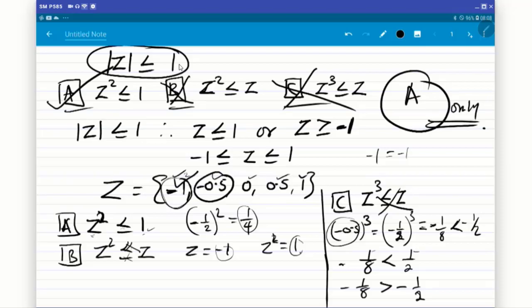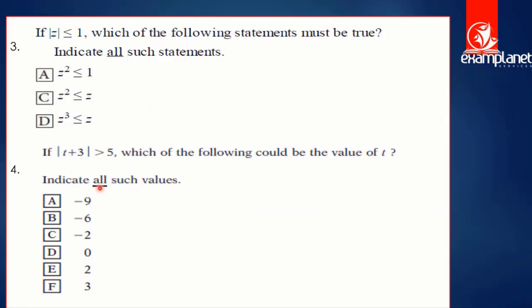Now question 4. If the absolute value of t plus 3 is greater than 5, which of the following could be the value of t? Indicate all such values. So, the absolute value of t plus 3 is greater than 5. That's what the question is asking us. Which of the following could be the value of t? Indicate all, so remember you have to select all the possible answers. A, you have minus 9; B, you have minus 6; C, you have minus 2; D, you have 0; E, you have 2; and then F, you have 3.